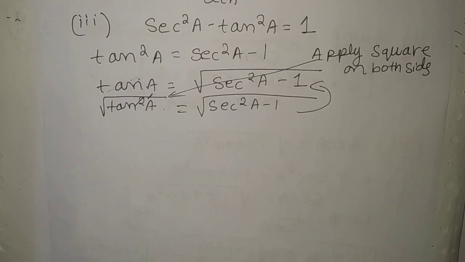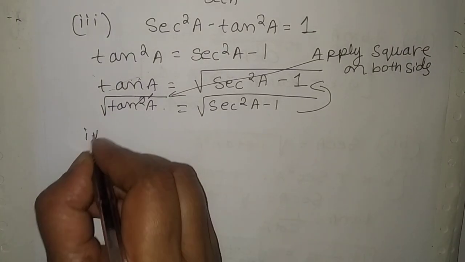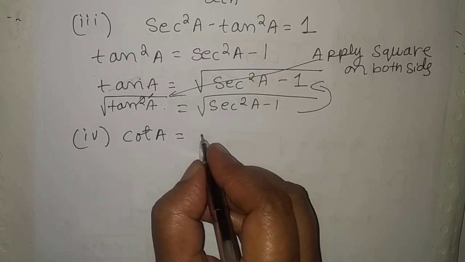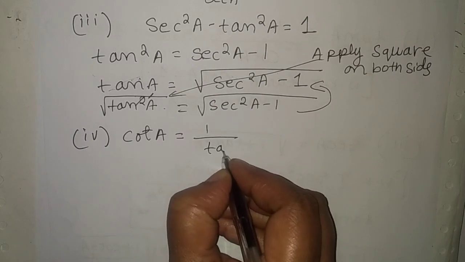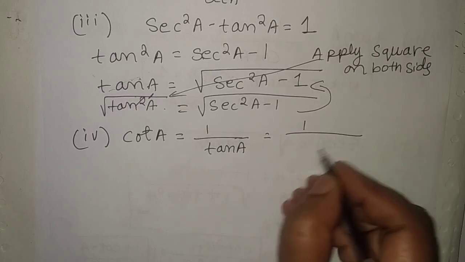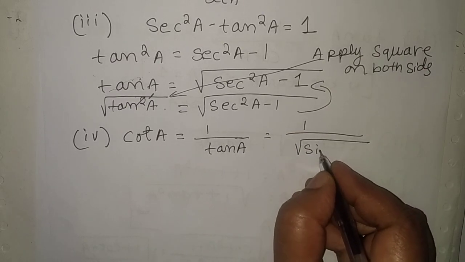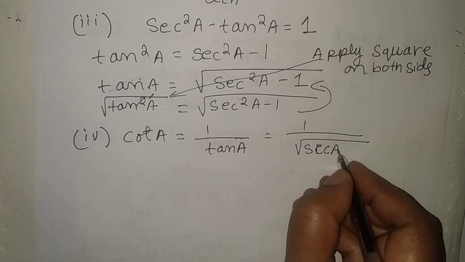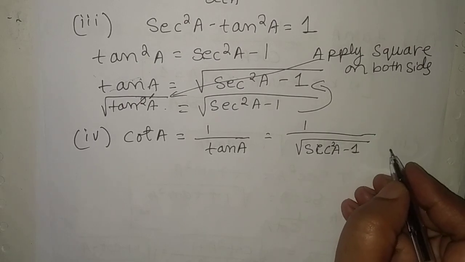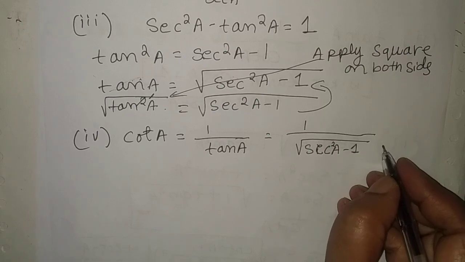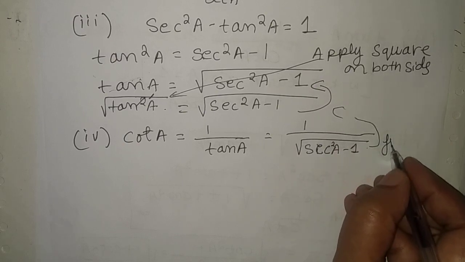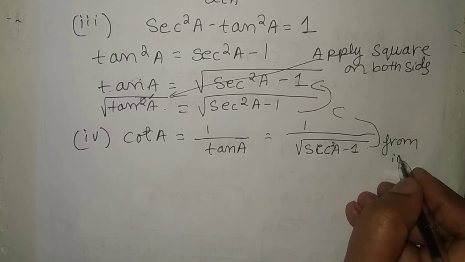So after this, the fourth one is cot A is equal to 1 by tan A. So now this we have to write in the secant form: it is equal to 1 by square root of secant square A minus 1. That is from 3 we can write.